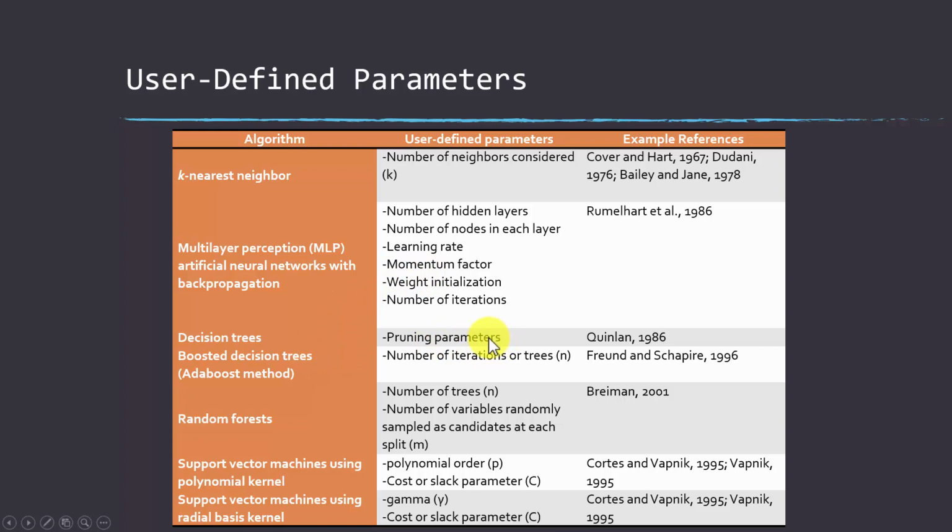Decision trees, you have your pruning parameter, like the CP parameter in rpart. Boosted decision trees, such as AdaBoost, you have to provide the number of trees. Random forest has the number of variables to select at each node and also the number of trees. Support vector machines with a polynomial kernel need a polynomial order and then a cost parameter. Support vector machines with a radial basis need gamma and a cost or slack parameter. So again, there's a need to figure out how to optimize these things.